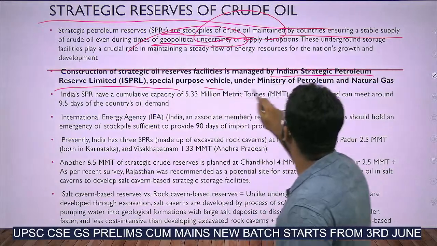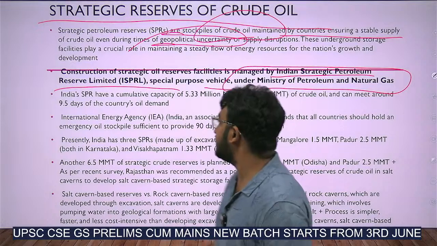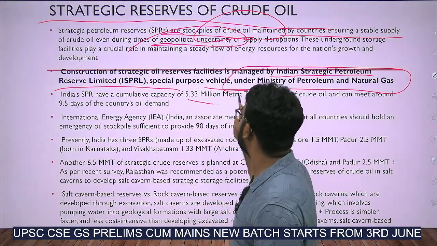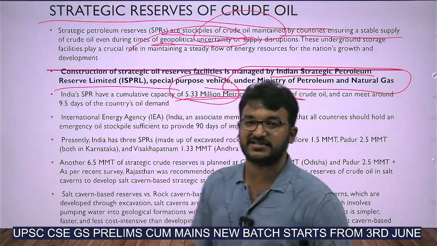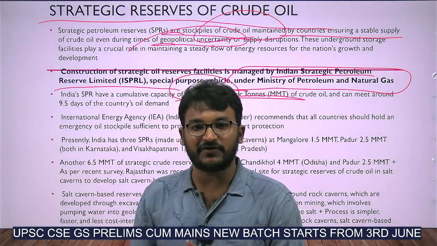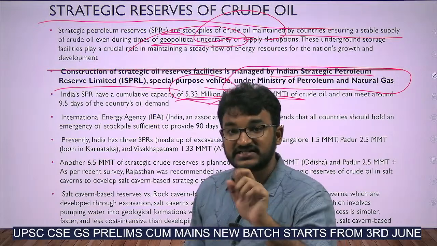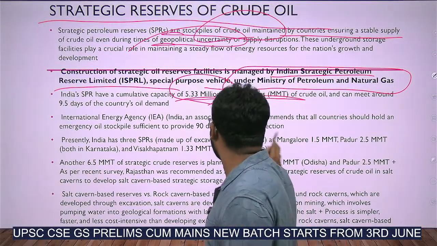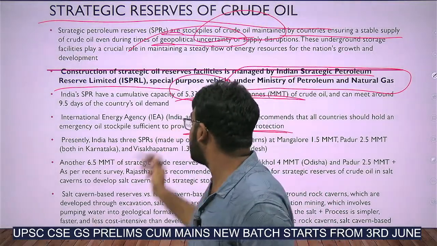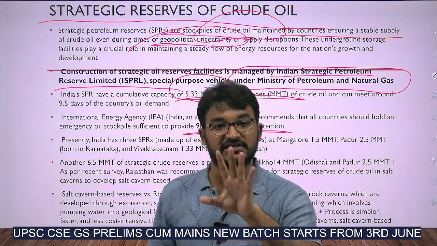It is a special purpose vehicle under the Ministry of Petroleum and Natural Gas. Okay, presently India's strategic petroleum reserves have a cumulative capacity of 5.33 million metric tons. It is just sufficient for 9.5 days. Okay, for 9.5 days we have storage. Okay, as per the International Energy Agency, there is a minimum requirement of 90 days. Okay, and India is not a member of the International Energy Agency. India is only an associate member.